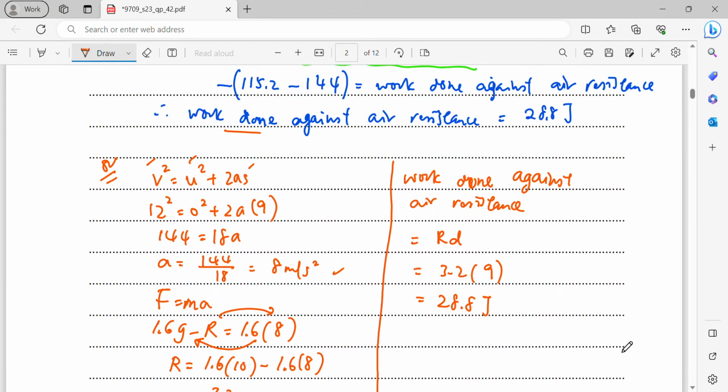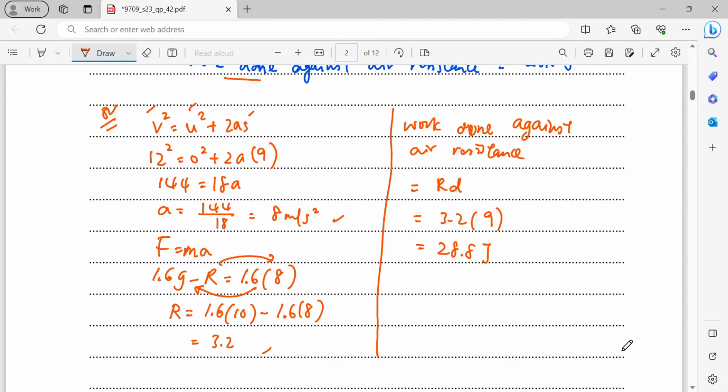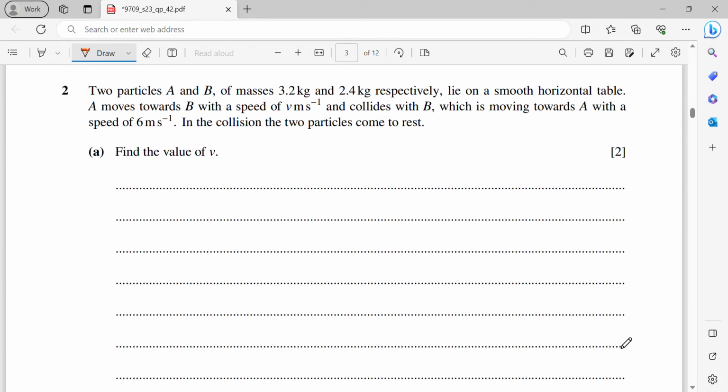So therefore, we have two methods to solve this question. Alright. Now, for question number 2.